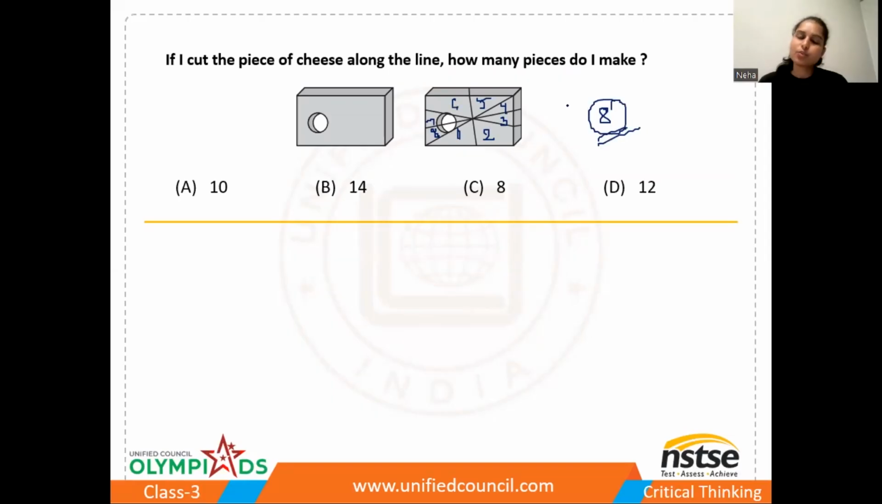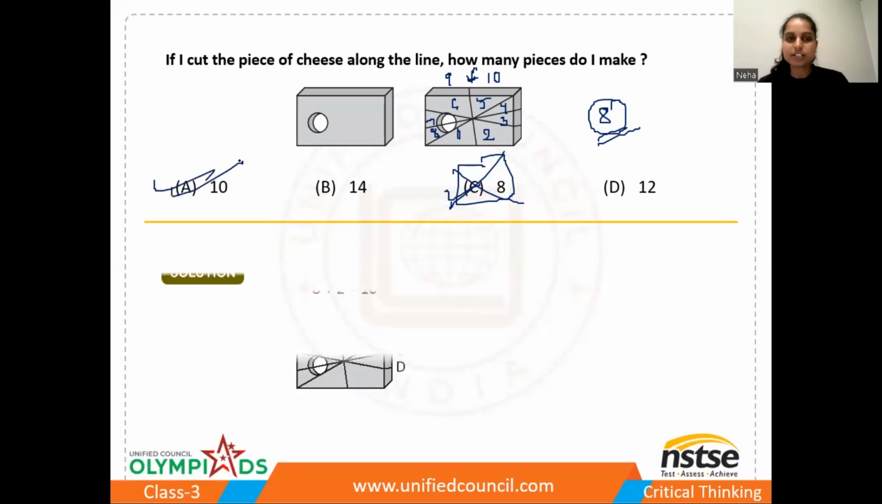So now what will students do? Yeah, there are 8 pieces, and we have the option C, which is equal to 8. So they will tick the answer. But my dear students, this is not right, because they are making one cut vertically also, right? This one. This cut will divide the whole cheese into 2 different pieces, right? So yes, 2 pieces are there. So this is 9 and this is 10. Perfect. Horizontal we counted, but vertical it is not counted yet. So in total there are 10 pieces.